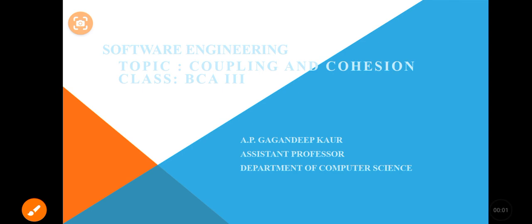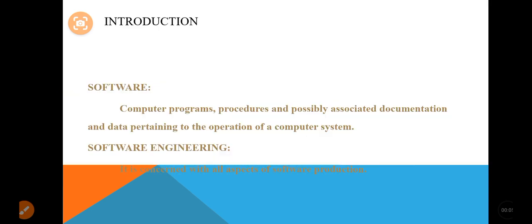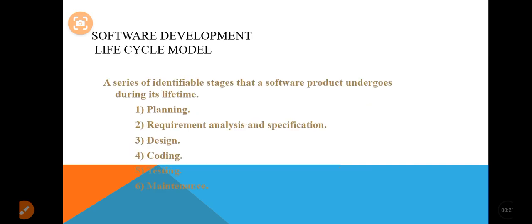Students, today we will discuss coupling and cohesion topic in software engineering. First of all, we will discuss what is software. Software is computer programs, procedures, and possibly associated documentation and data related to the operation of a computer system. So, software engineering is concerned with all aspects of software production.